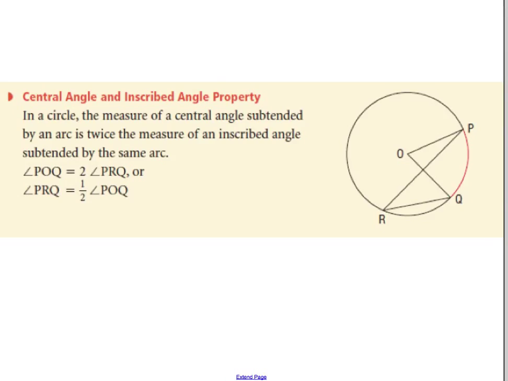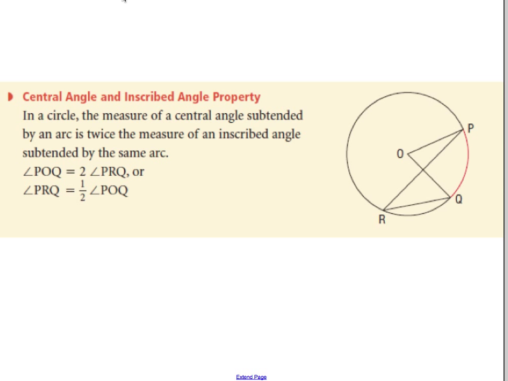So now that we know what a central angle and an inscribed angle are, we're going to realize that there are some properties that connect the two. The first one that we're going to talk about is that the central angle and the inscribed angle have a property, and they're like radius and diameter. Radius is half the diameter and diameter is twice the radius. Well, the exact same thing happens with a central and an inscribed angle.